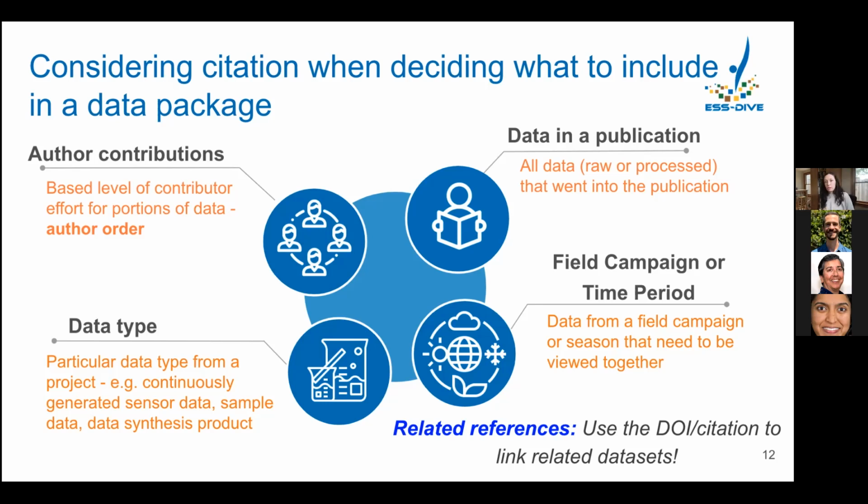And some common approaches that we see include packaging the data based on things like author contribution. So who might be, what the author order might be and who might be the first author. You may also organize by a particular data type, which can facilitate reuse in many cases. Or data may be organized into a package based on a particular field campaign or season that need to be viewed together. And another common practice, especially for smaller projects, may be to put all data that goes into a particular journal publication into a particular data package. So you can reference that as a single data package.